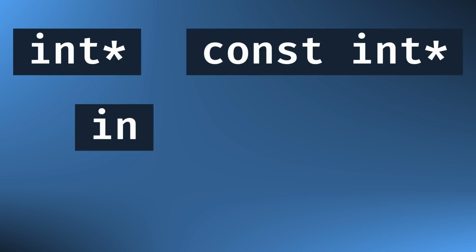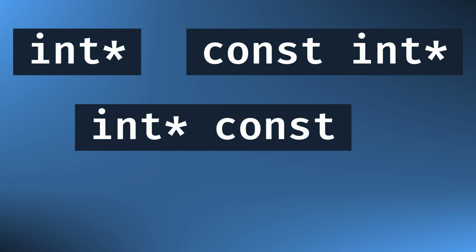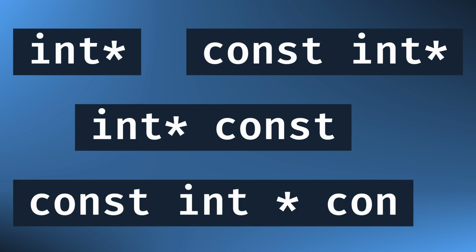Switching gears. Just like with references, sometimes we want to forbid our data to be modified if we point to it with a pointer. And of course we use const for this. The problem comes in when we try to think where do we put const around our types. Because the type int star is different from const int star, which is different from int star const, and that all is different from const int star const types. So how do we read these types, and how do we even understand where to put the const here?